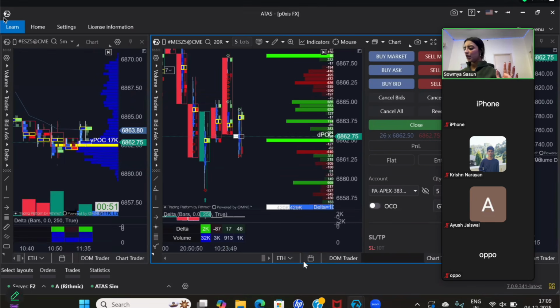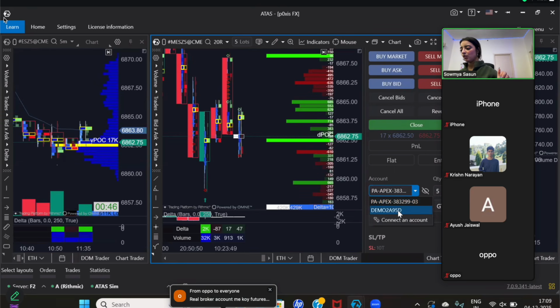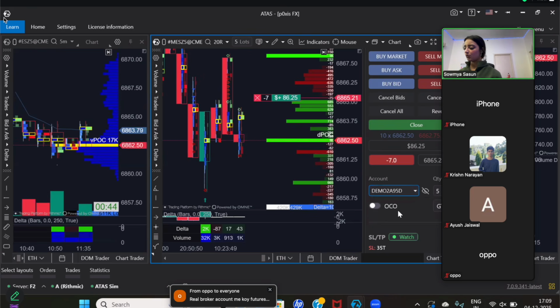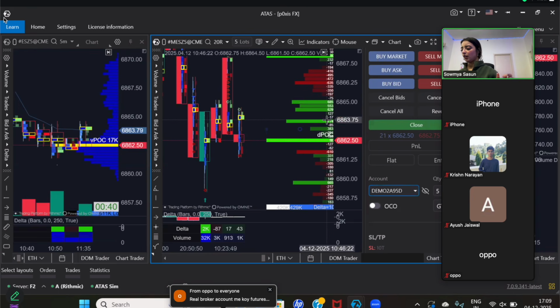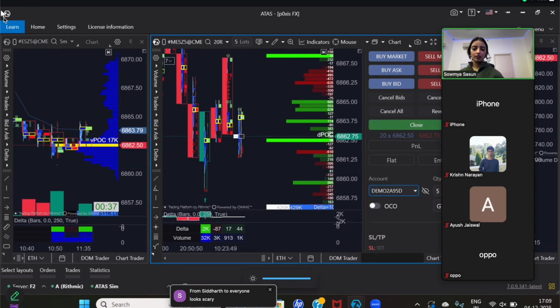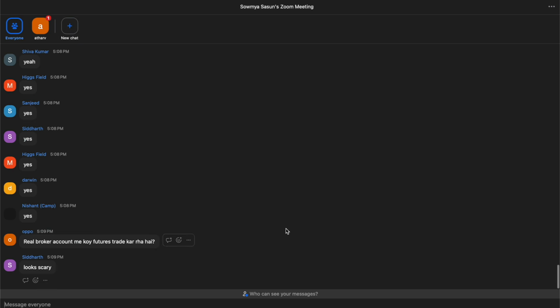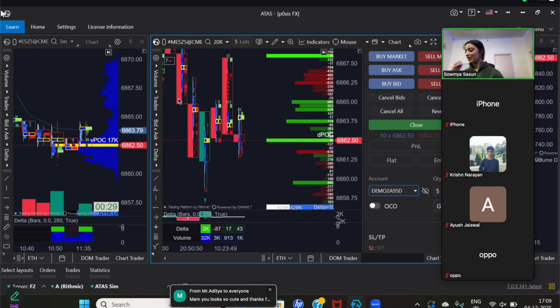So this is a little bit how it looks. I hope you can see. Let me just change this to a demo account because my PA account is my funded account and I don't want to use that. Okay, this is my demo account. This is literally how my platform looks. Siddharth says looks scary. It is not scary. That is why I have this meeting. I'll break it down for you guys.